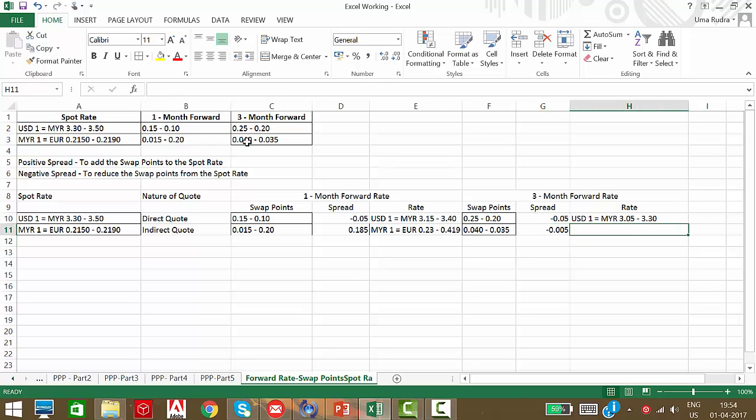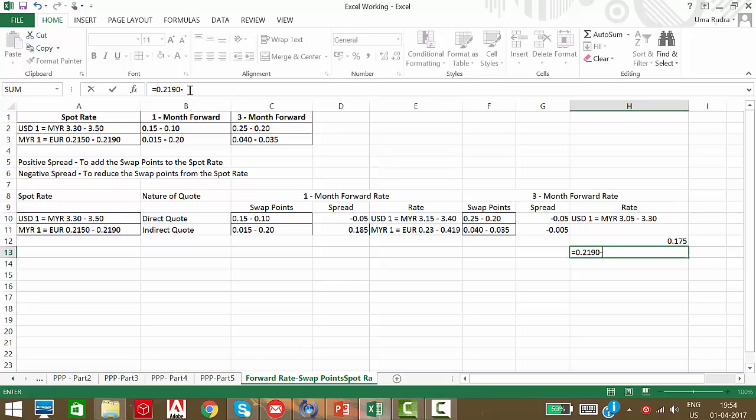So in case of negative spread, I need to reduce. So bid swap euro 0.2150. Let me put formula. Minus bid swap point 0.040. Yeah. And ask swap spot rate 0.2190 minus ask swap for 3 months forward 0.035. So 0.184.